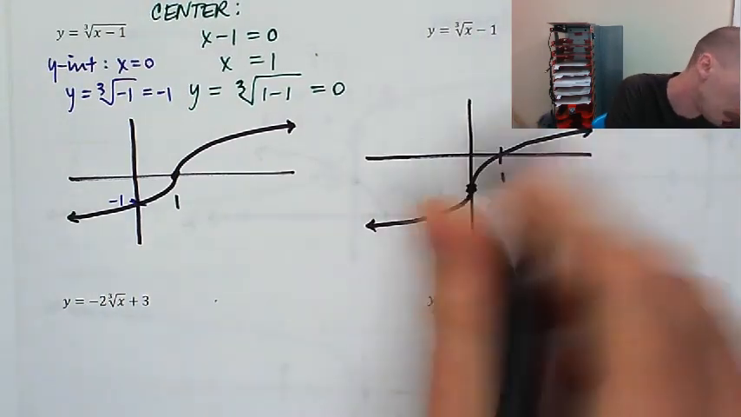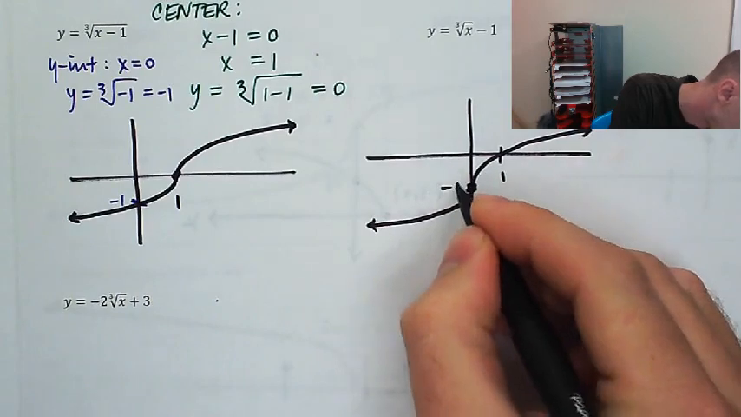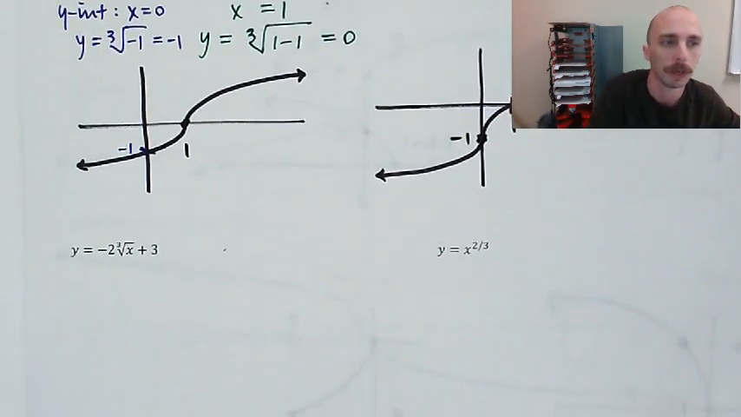Okay, that's going to be equal to 1, because the cube root of 1 minus 1 is going to be 0. This is over here at negative 1. We already found that. That's going to be a good sketch.